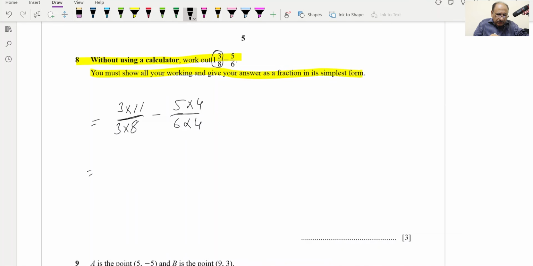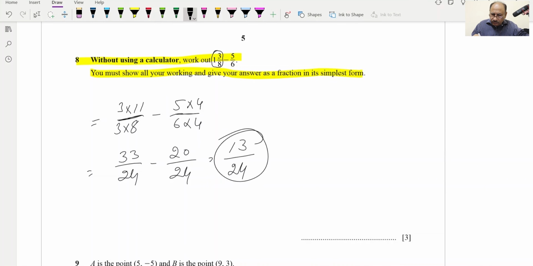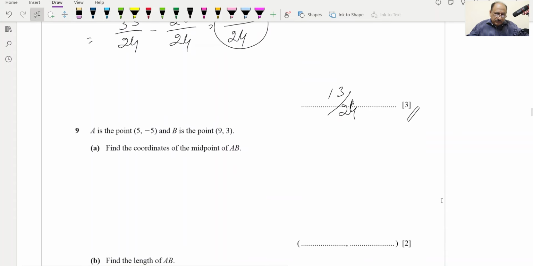Now we can add them. This will be 33 over 24 minus this will be 20 over 24, and this will be equal to 33 minus 20 will be 13. So 13 over 24, this will be the final answer which we can provide, and this is 3 marks question.